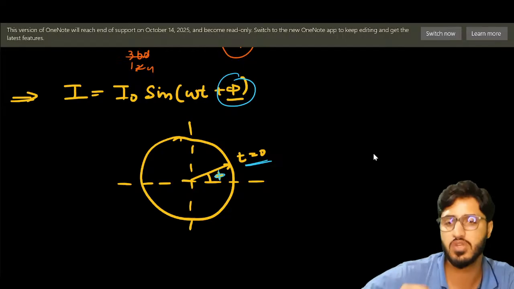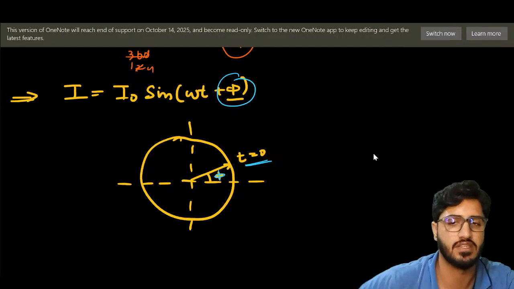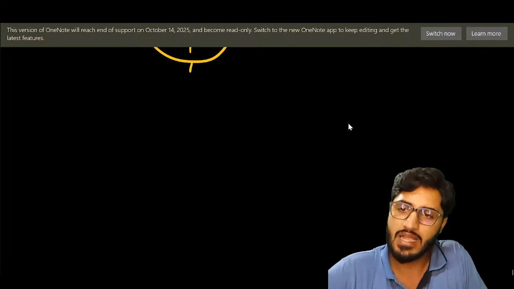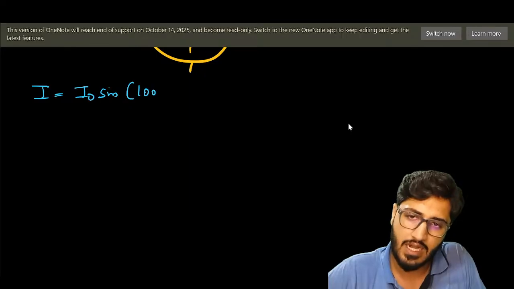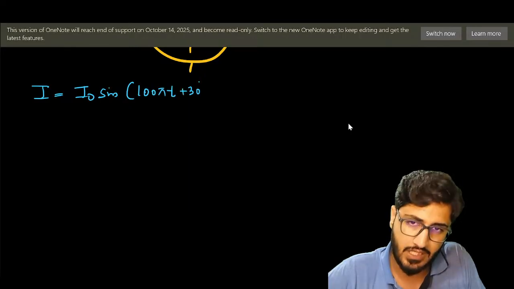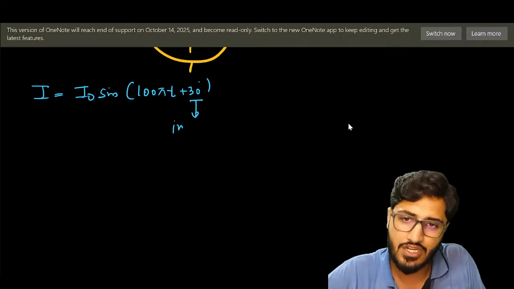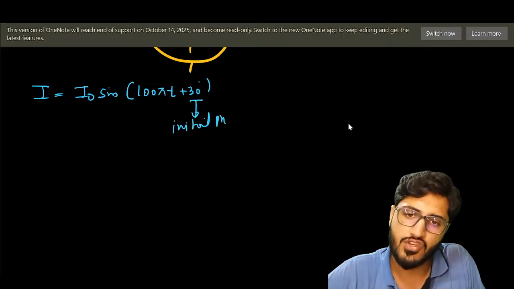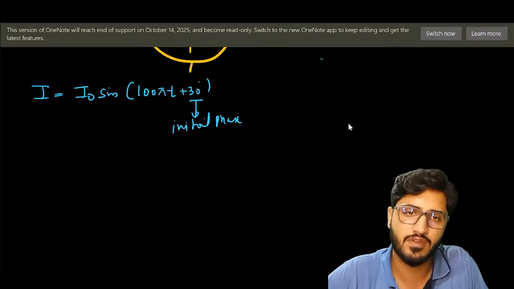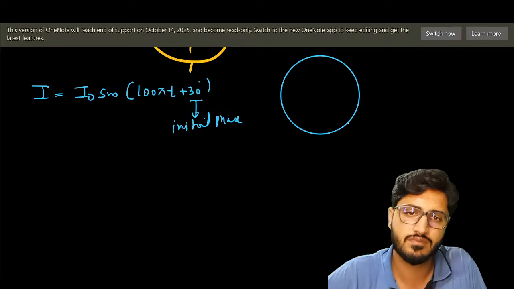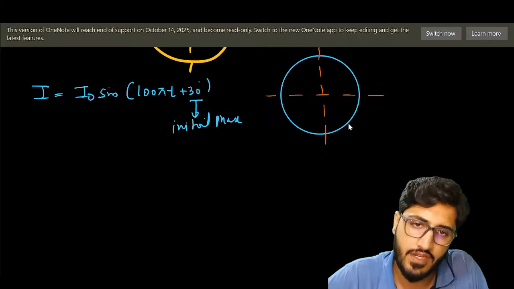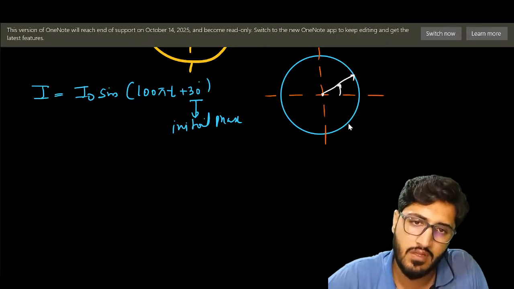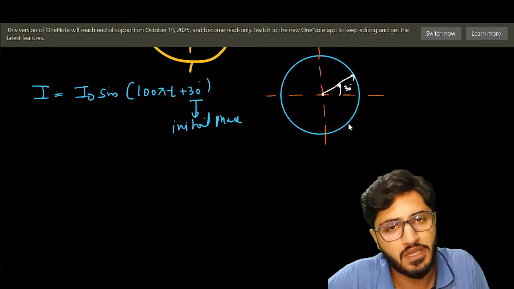Sir, give me one more example of this thing. Okay, I will give you now. Suppose my I is equal to I naught sine 100 pi t plus 30 degrees. What is the 30? It is the initial phase. So it is here now, 30 degrees. Now you want the peak. I guess the peak is here now, 30. So the peak is at 60 degrees now.